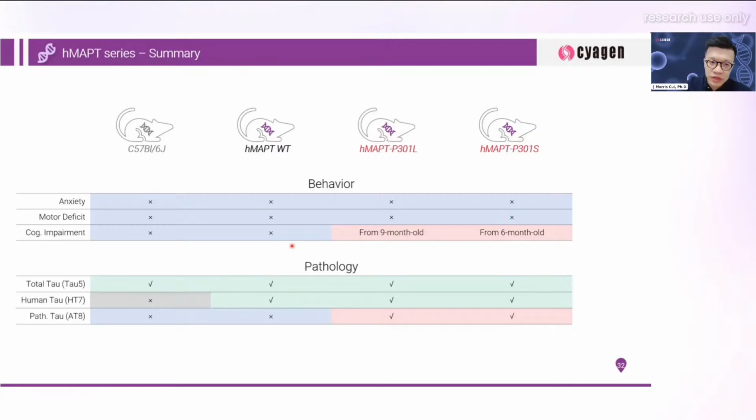On the pathological side, we detected murine and human tau in the corresponding strains, but only human tau in the HUGO strains, not in the black 6. We detected AT8 phosphorylated pathological tau only in the P301L and P301S strains, but not in the other two strains, as expected.